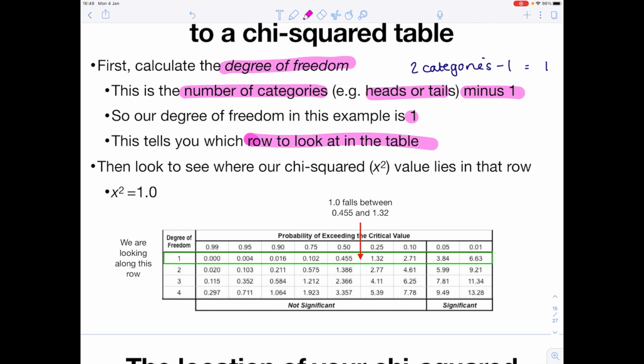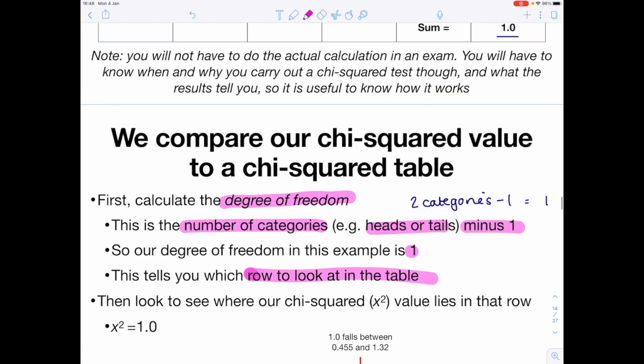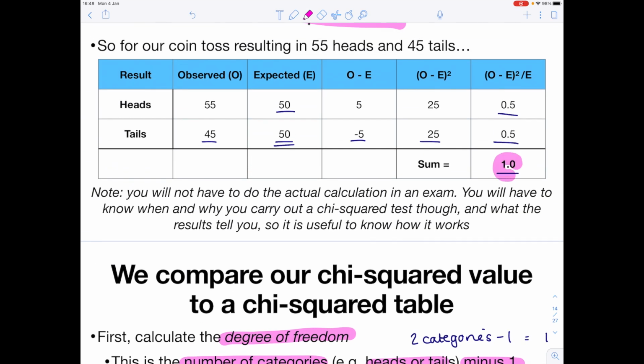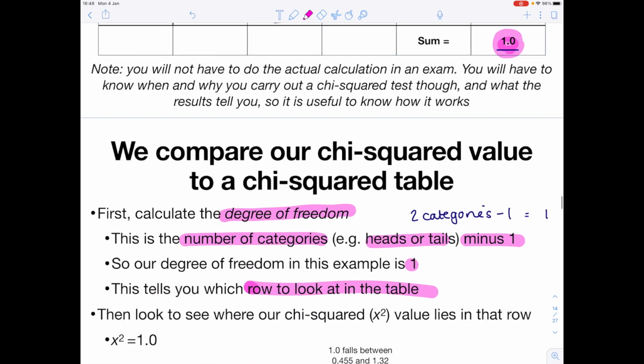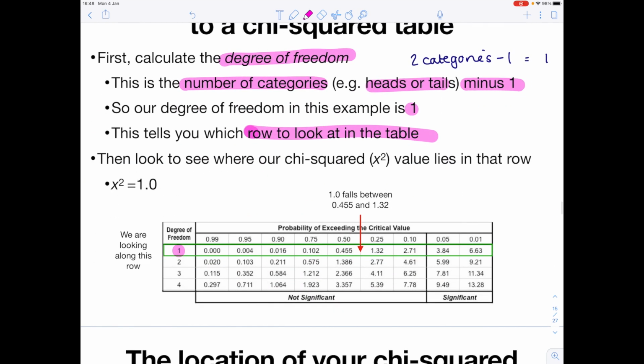So because we've calculated 1 as our degree of freedom, we know we're looking along this first row. Then go back, have a look at our calculated chi-squared value, which remember was 1. And we're looking to see where that 1 falls along that first row. And as the arrow points out, it falls here. Now the chi-squared table, as you can see, is split into 2. You've got this larger box here followed by this box.